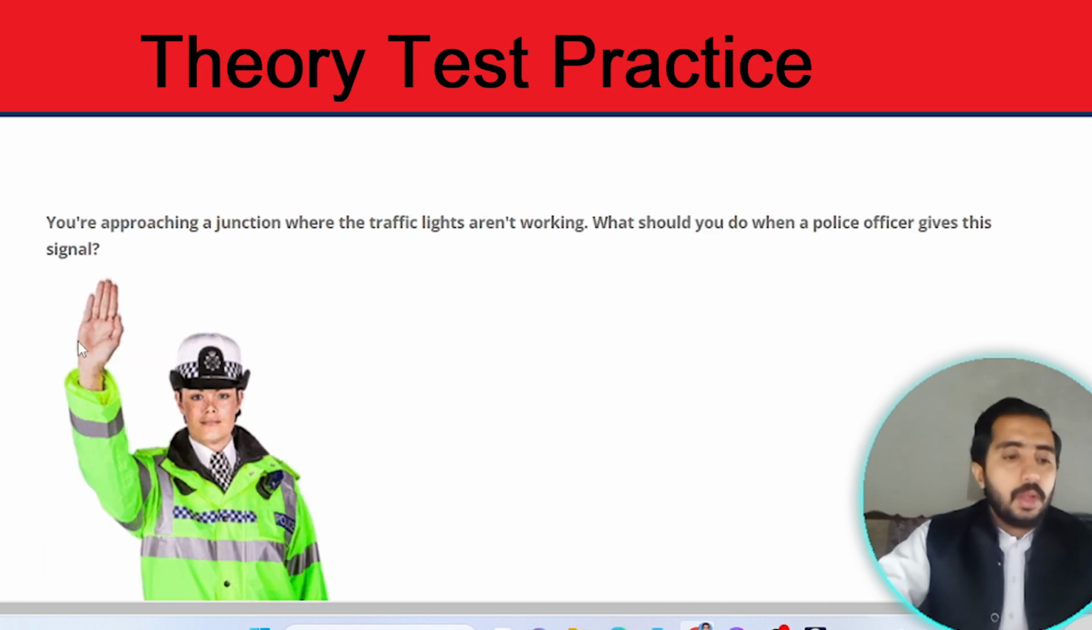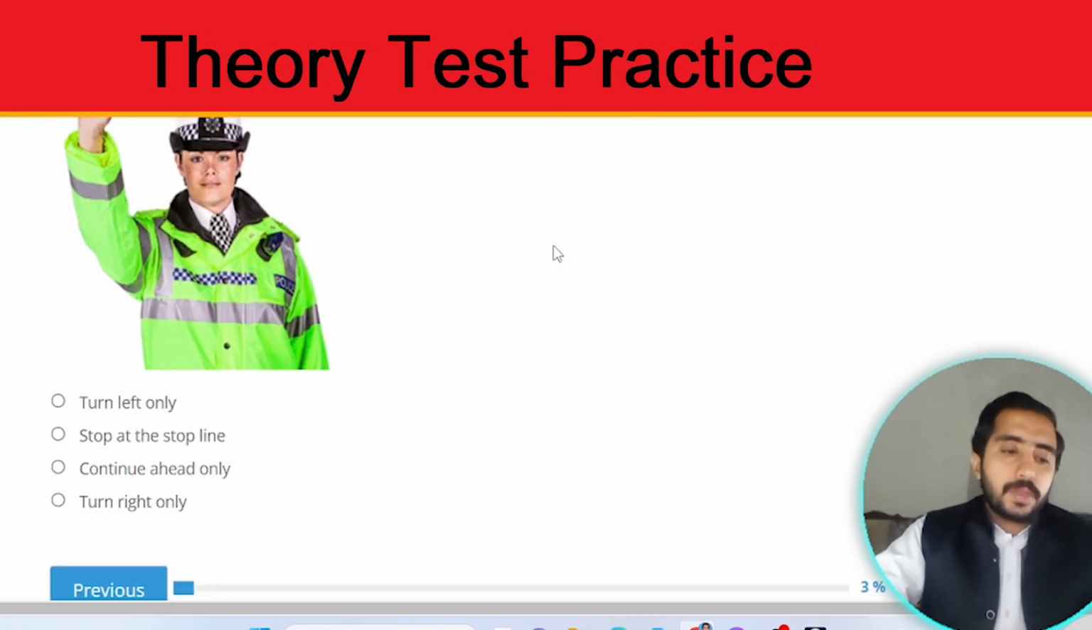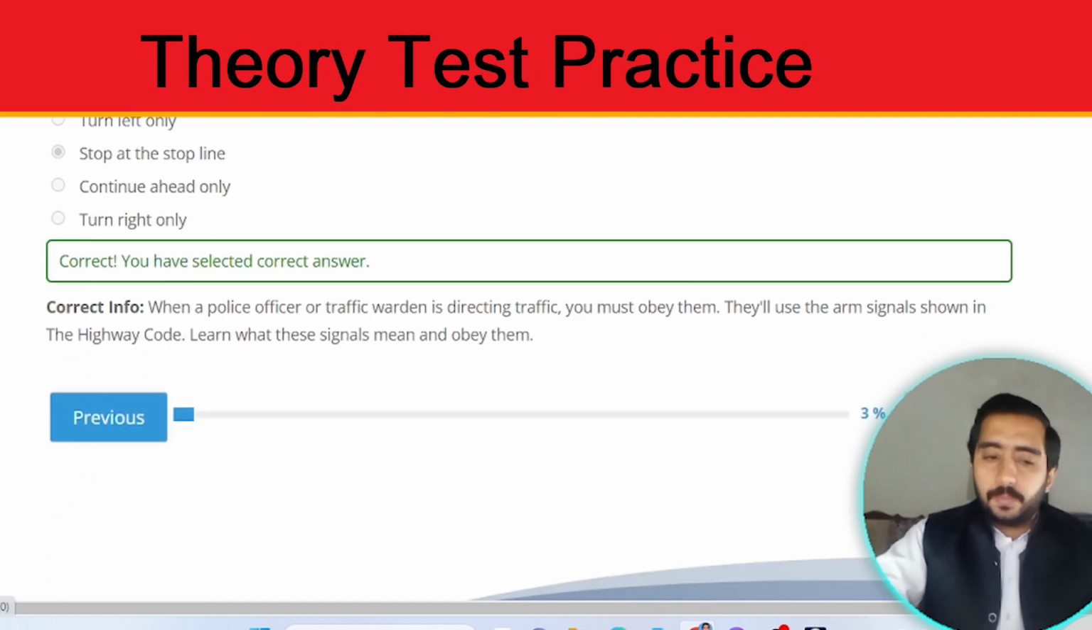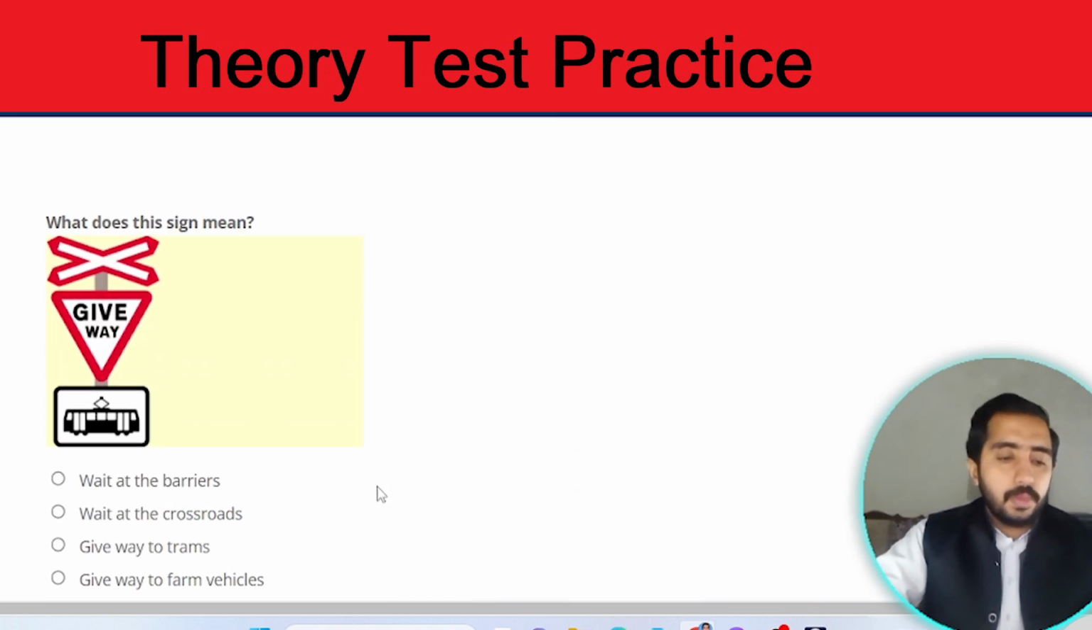Next one. You are approaching a junction where the traffic lights aren't working. What should you do when a police officer gives this signal? When a police officer gives you this signal, then stop at the stop line, definitely. Option B is the correct option. Next one. What does this sign mean? This sign is represented by give way to trams.